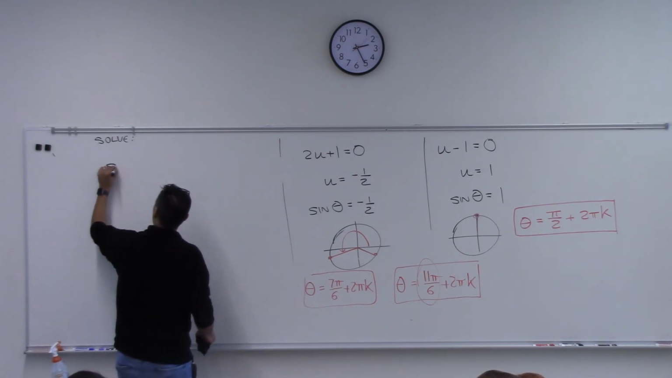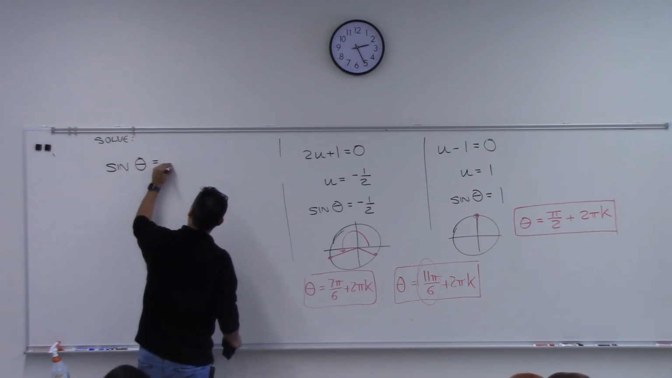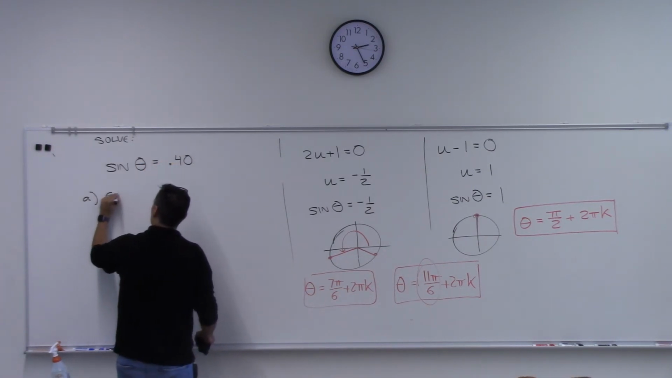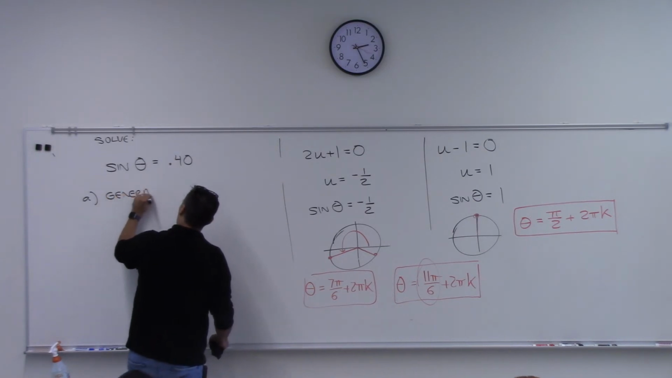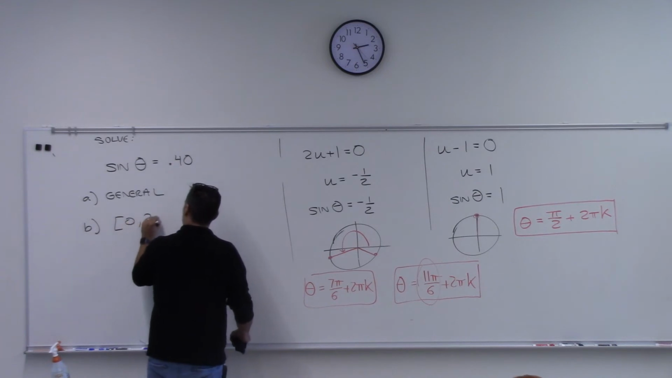Next one. Solve sine of theta equals 0.40. A, general solution. B, on the interval 0 to 2 pi.